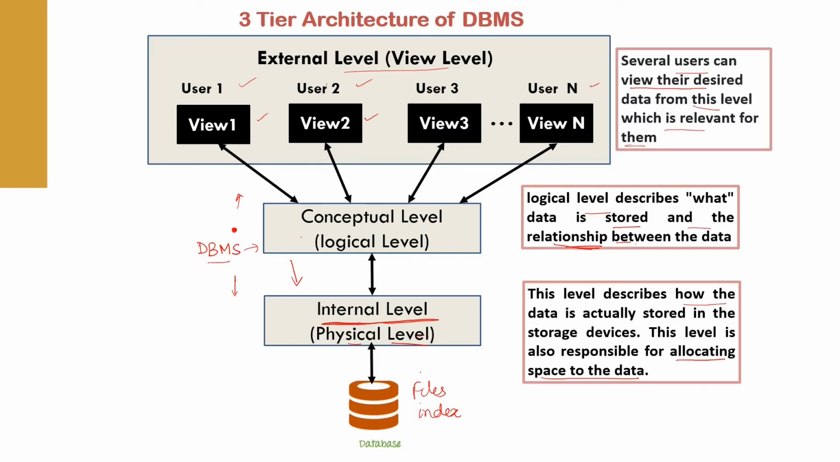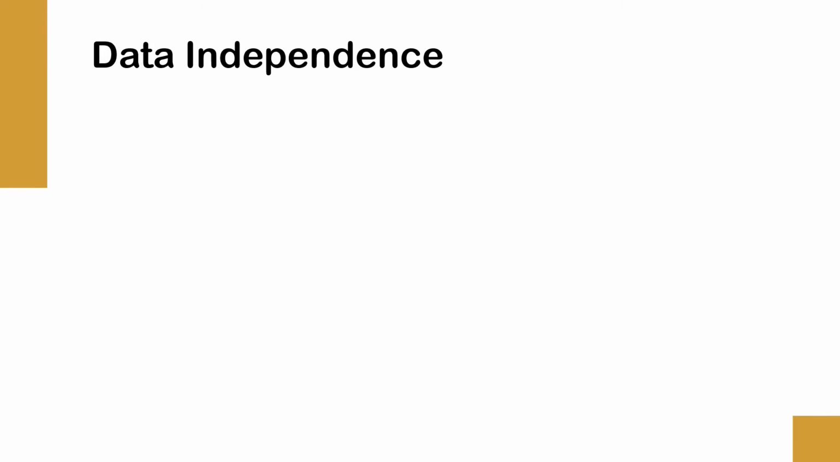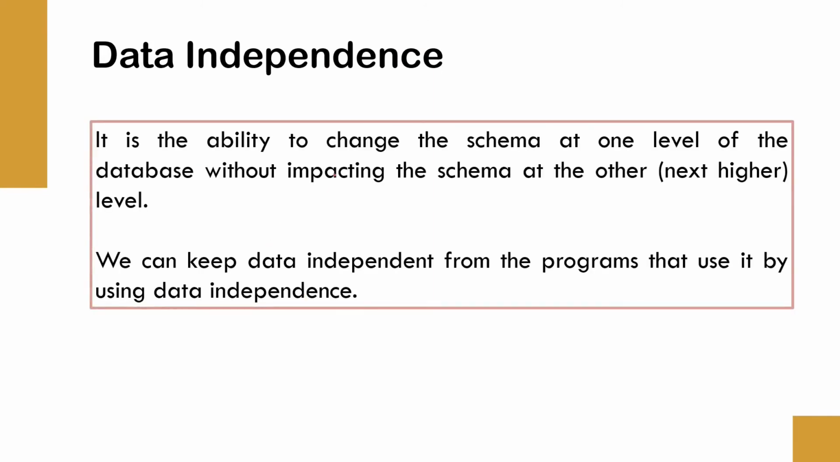Another thing that I want to discuss with you is data independence. It means although there are three tiers, as you have seen, the external level, conceptual level, and internal level, we should have the data independence concept implemented in the DBMS. This means that if the schema at any one level of the database gets changed, the other levels should not be affected. That means we can keep data independent from the programs that use it.